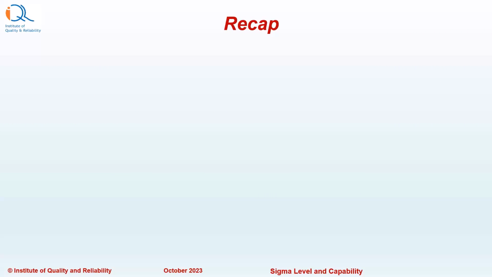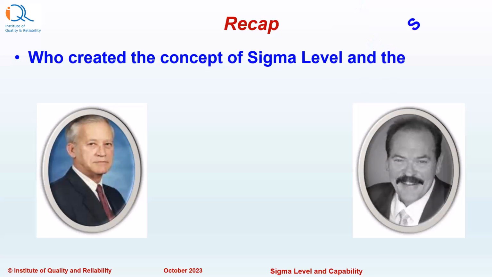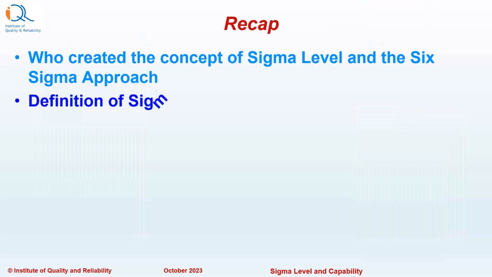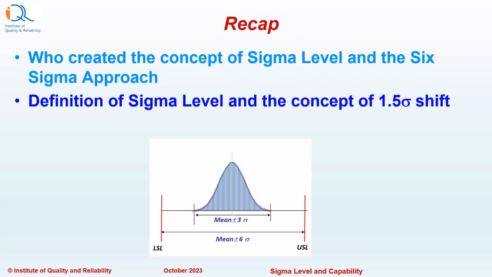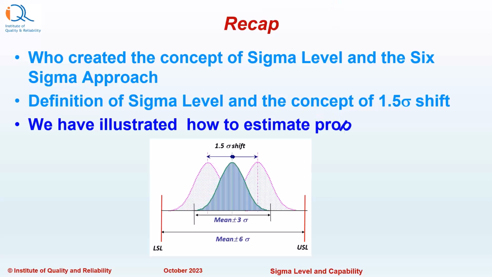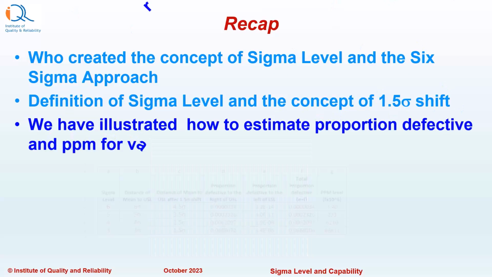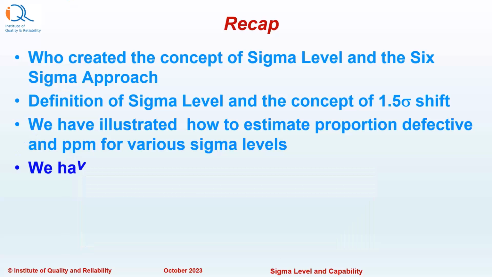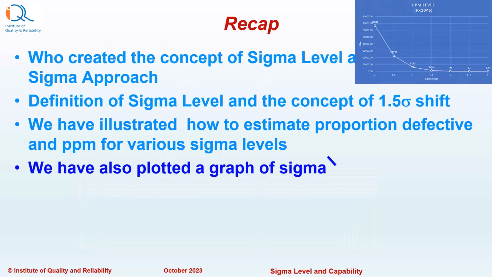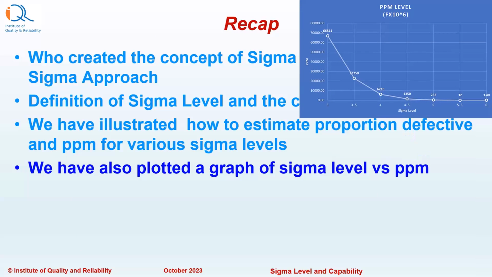Let us do a quick recap. In this video, we have seen who created the concept of sigma level and the 6 sigma approach. We have also seen the definition of sigma level and concept of 1.5 sigma shift as defined by Motorola. We have illustrated how to estimate proportion defective and ppm level for various sigma levels. We have also plotted a graph of sigma level versus ppm.